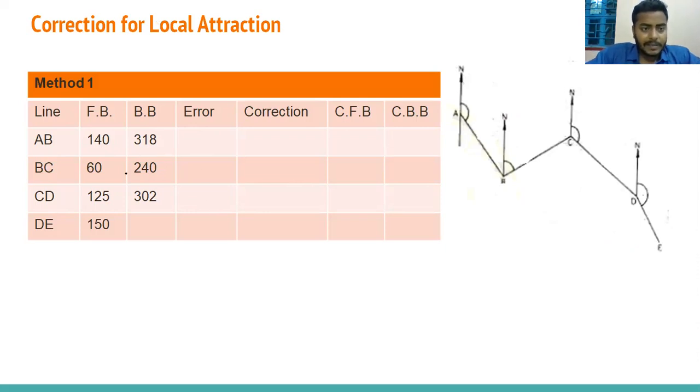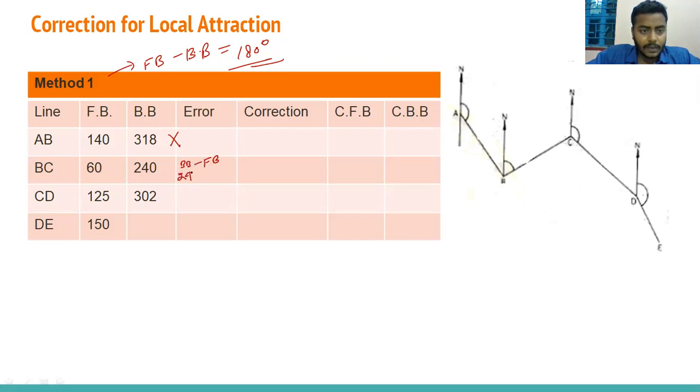So see, we will check. We will apply the first method. What is that? Fore bearing and back bearing difference should be 180 degree, right? Let's check the first one. The difference is not 180 degree, right? So this will not be free from local attraction. You can check this one: 240 degree minus 60 degree. This is a difference of 180 degree, right? In this case, we can say back bearing minus fore bearing.